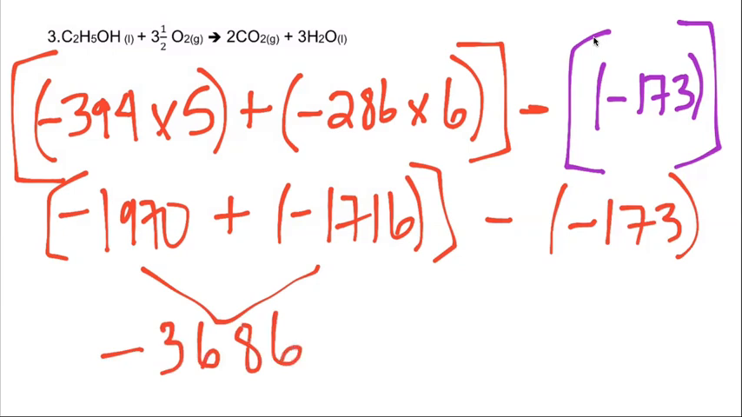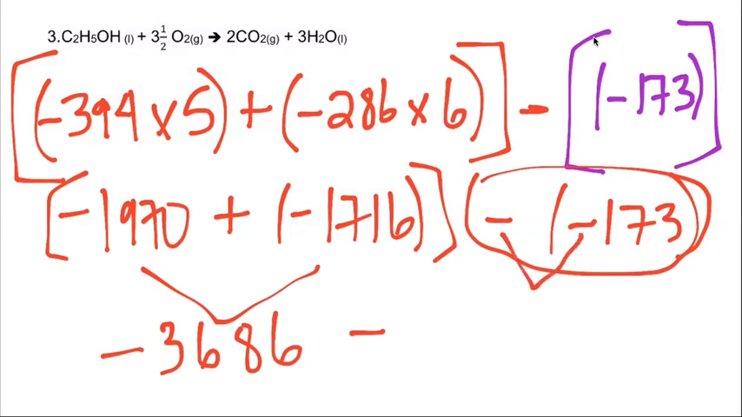3,686. Then I still am subtracting my reactants. So I get the total for my reactants, which on this one was just negative 173. We didn't really have to do any other math or multiply anything there. But what happens when I subtract a negative in math?